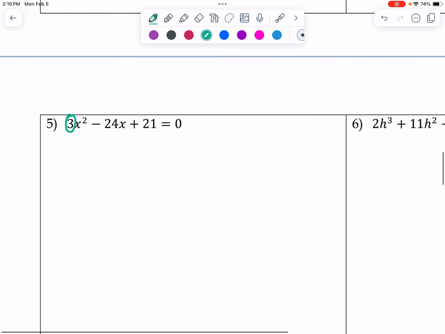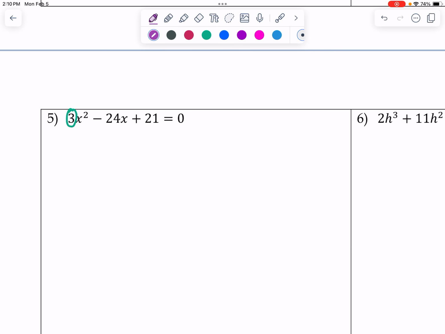But in this case, that 3 actually goes into each of the other terms. 3 divides 3, 24, and 21. So it's actually a GCF that we can go ahead and factor out. And so when I divide everything by 3, that leaves me with x squared minus 8x plus 7. And then our a value is 1. And so now I just need two numbers that multiply to 7, but add to -8.